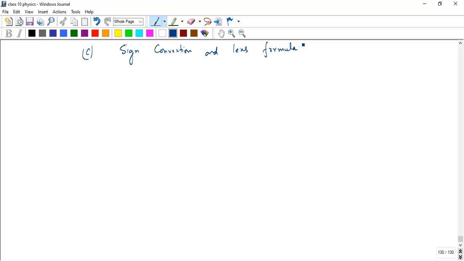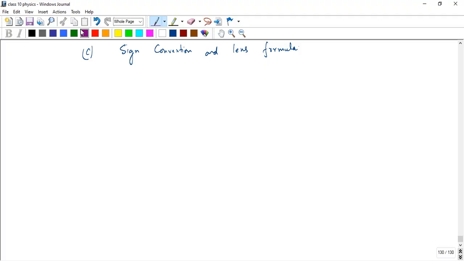Very important chapter. Here you get some numericals in the board exam, 2 or 3 numericals every year, each and every year. So that's a very important chapter, and you should do this chapter very carefully. So first here we discuss sign convention and measurement of distance.